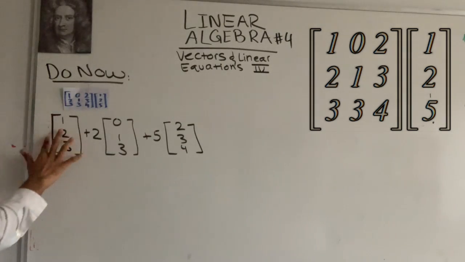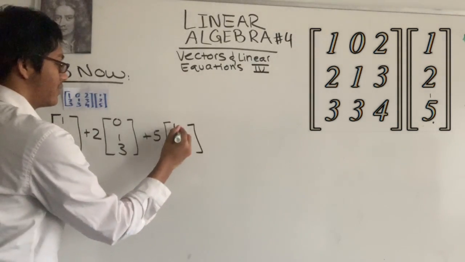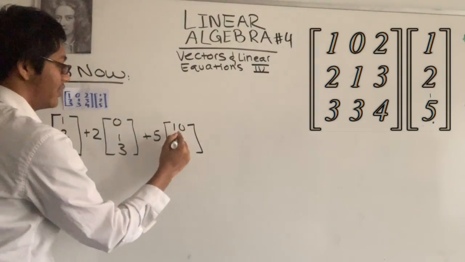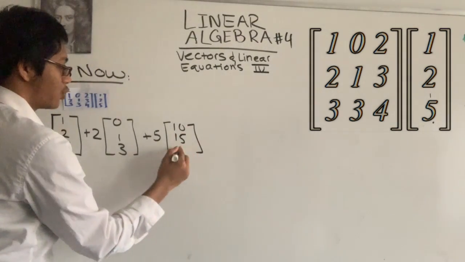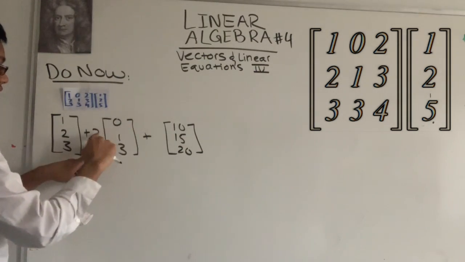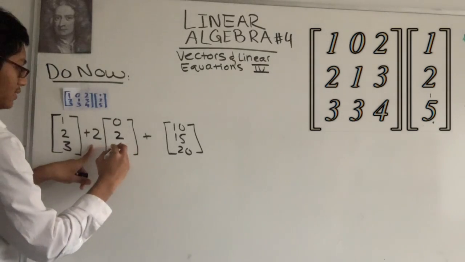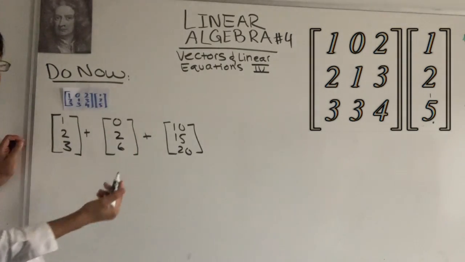1 times this vector would be the same vector. 5 times this, let's do it quickly. 5 times 2 is 10. 5 times 3 is 15. 5 times 4 is 20. Okay, now let's do this vector. 2 times 0 is 0. 2 times 1 is 2. And 2 times 3 is 6. Now all we have to do is add these up.